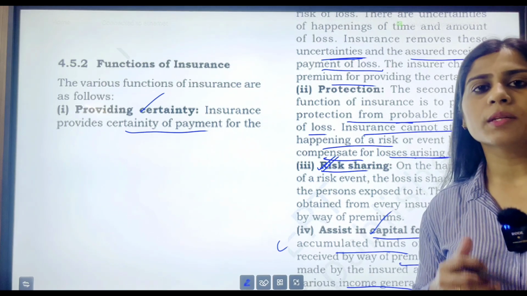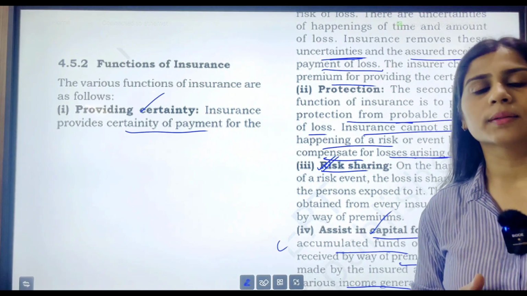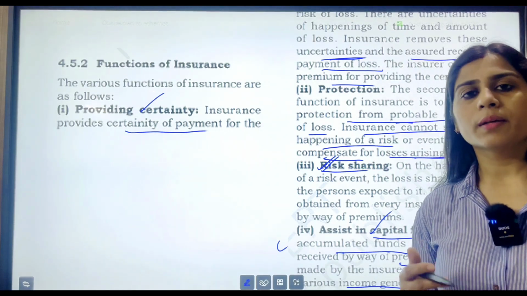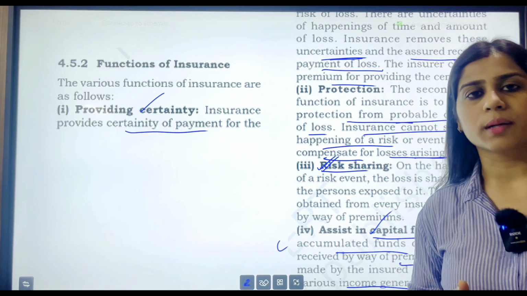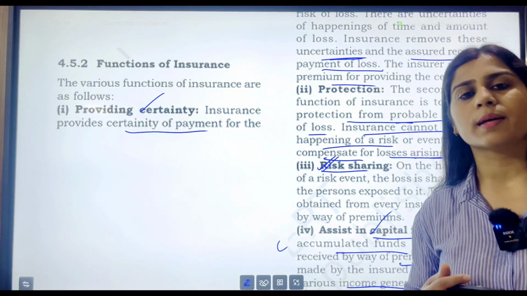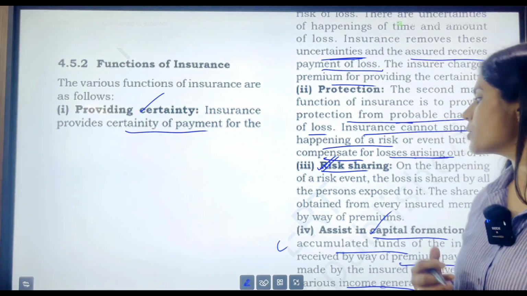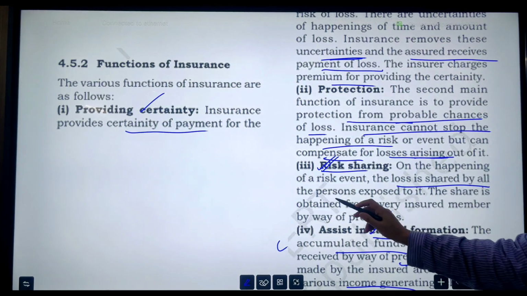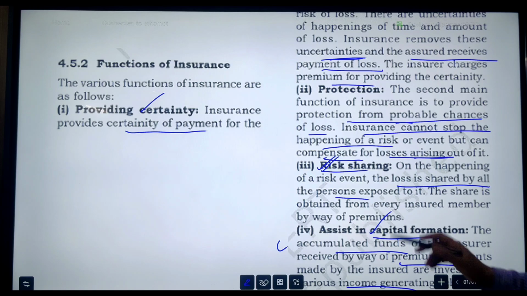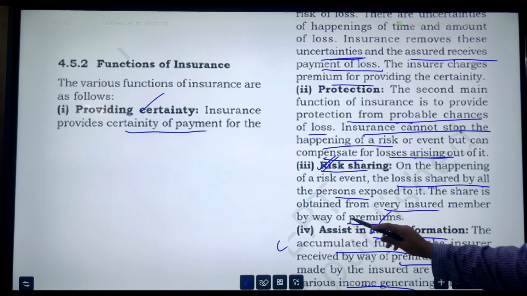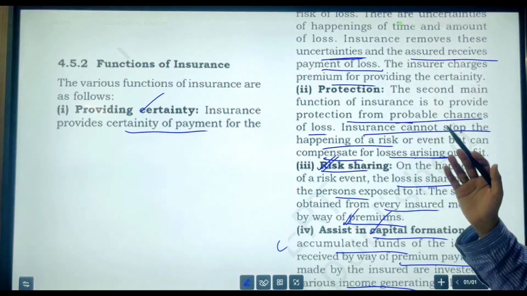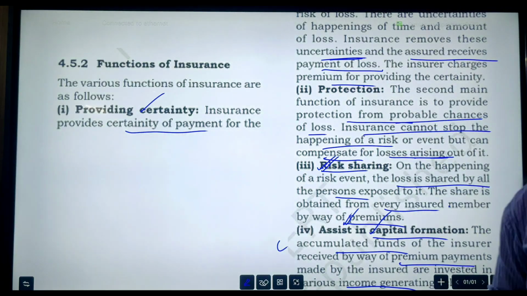So the insurance company is not burdened to provide compensation to each one of the risk holders, but it has to provide the compensation amount as and when the risk has occurred, or when the policy holder is exposed to the risk. So this basically leads to loss sharing by all the persons who are covered under the scheme, because every insured person is ultimately paying the premium amount. So I hope this topic of insurance functions is very, very clear.